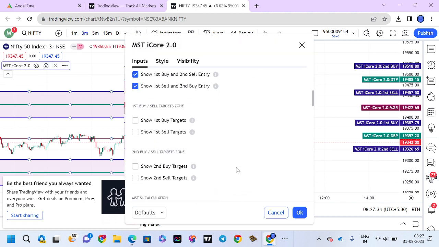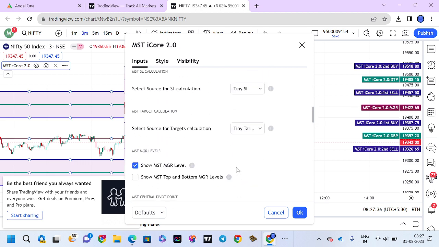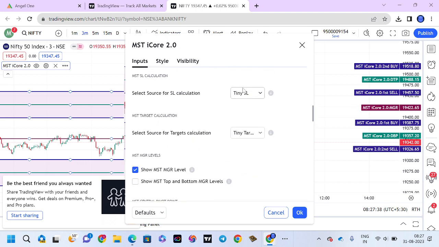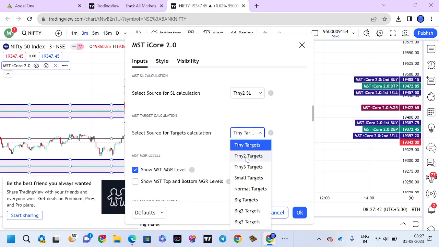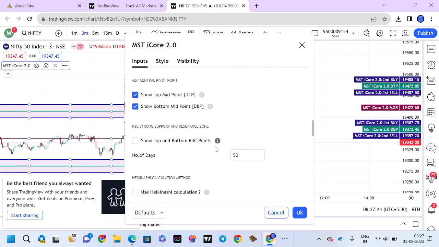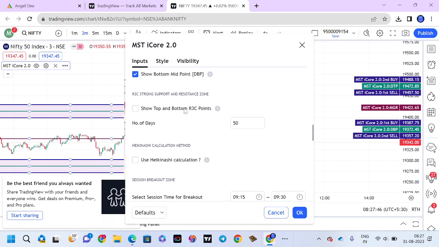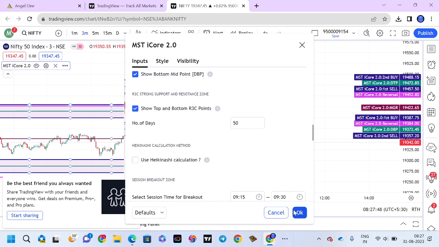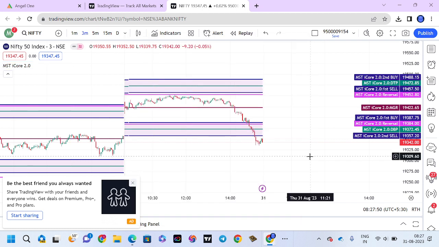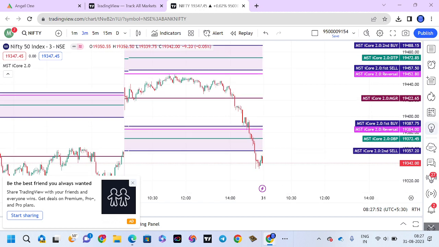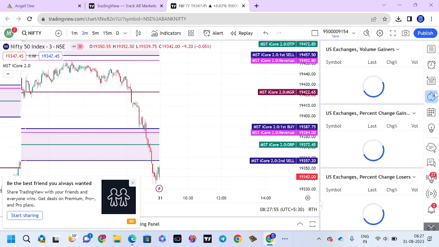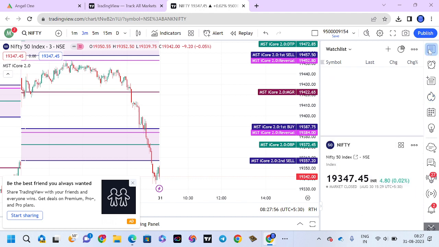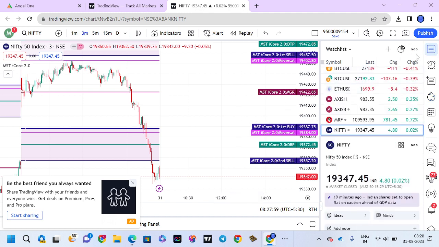And what is the next thing you have given? Calculation for Nifty and Bank Nifty and all, you can keep one tiny TSL for small loss. And this is top bottom R3C points. See what these points will do, it will predict from where the market will be reversed.